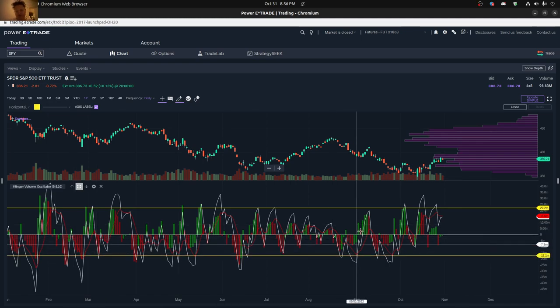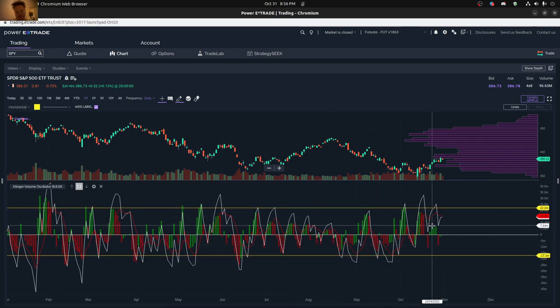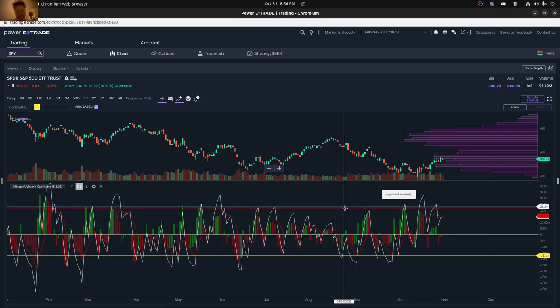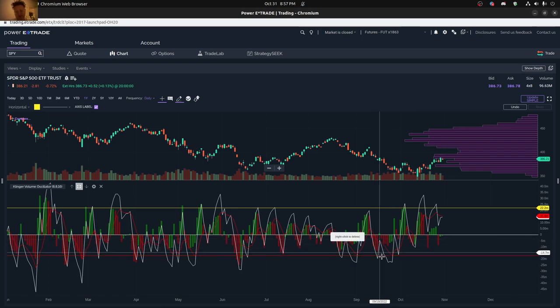So the funny thing about patterns when using the Klinger volume oscillator is they're super common. They're so common that you don't even notice them, right? We see these up, down, up, down, up, down, and that's basically the basic pattern. So what we're looking for is the extremes of those patterns and then the midpoints in here. So you can see that these histograms give you an inner pattern of the gap. This histogram is formed by the distance between the signal line and the Klinger line, so the white line.